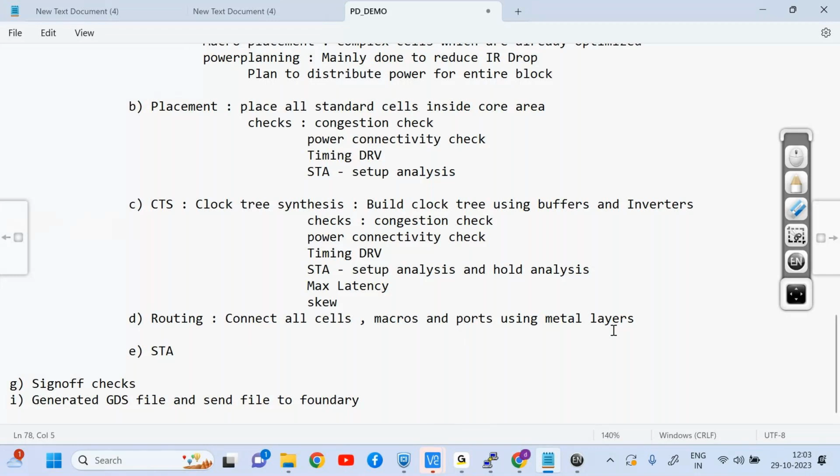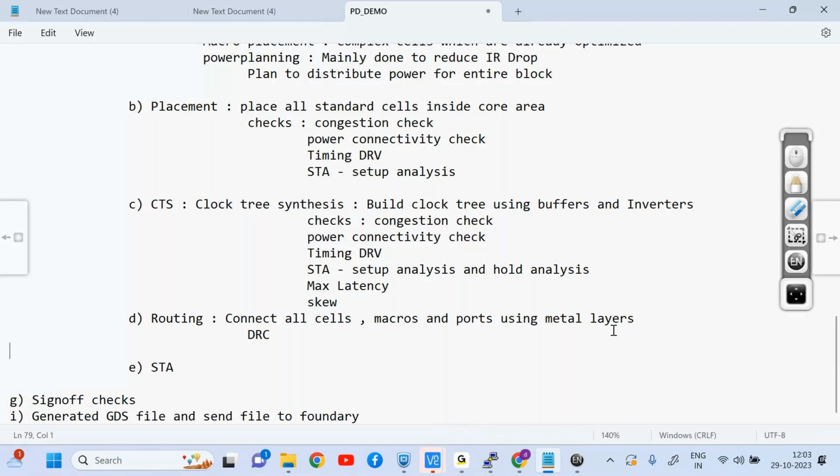So after routing, what checks will we do? Mainly we do the DRC check and we do the LVS check. DRC stands for what? Design rule check. LVS stands for layout versus schematic.